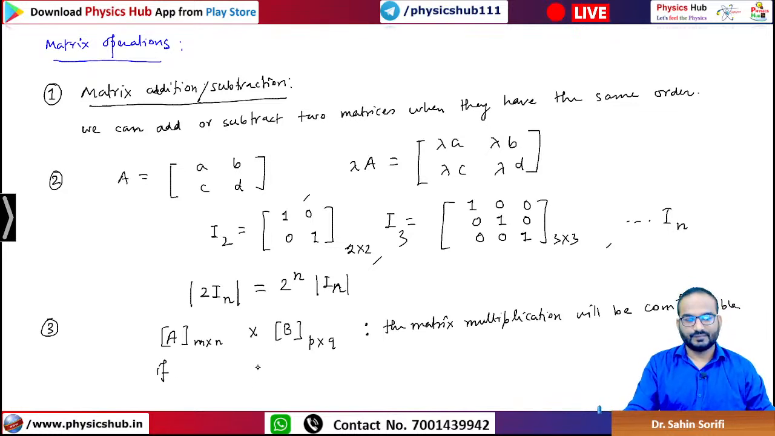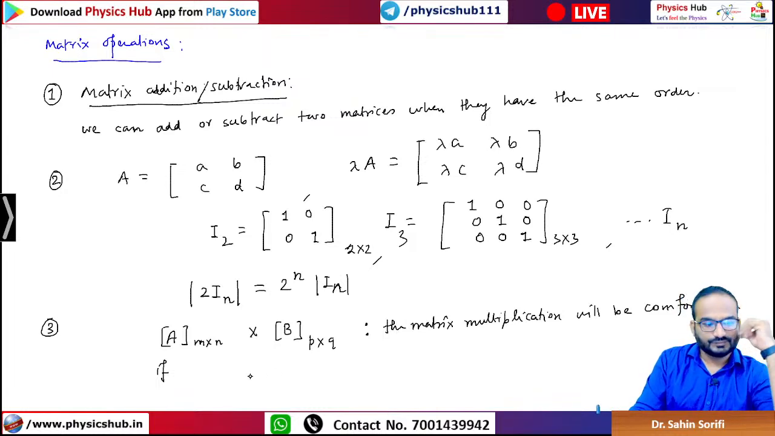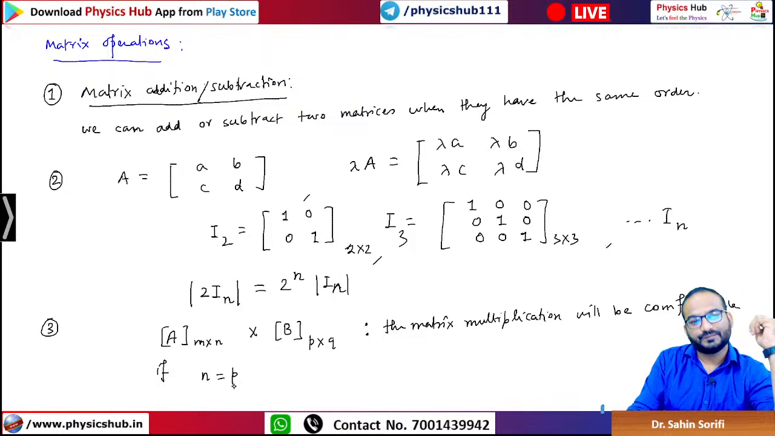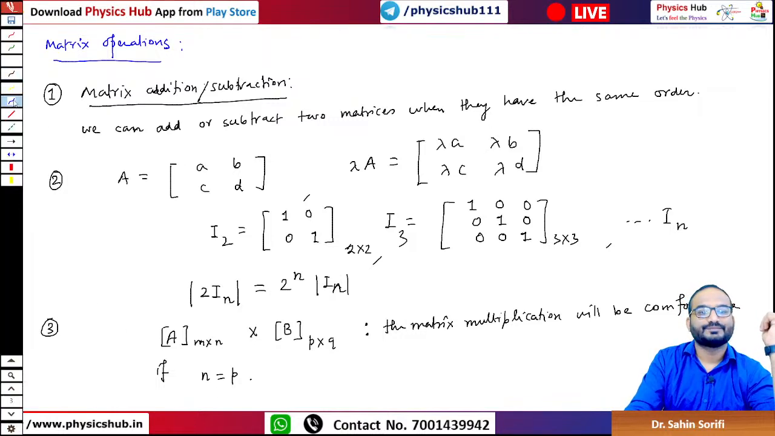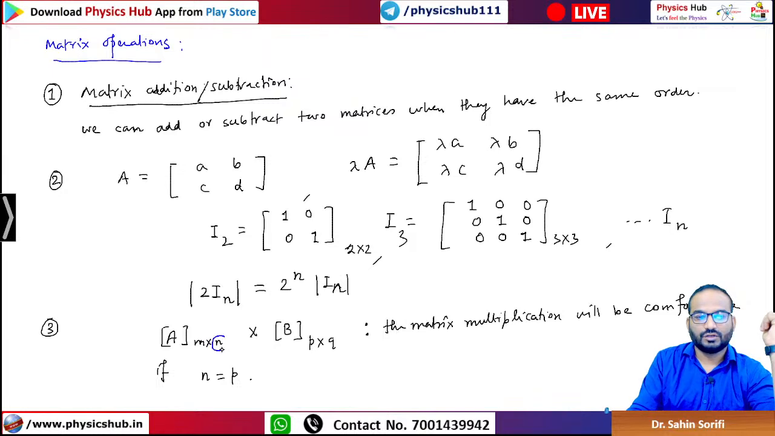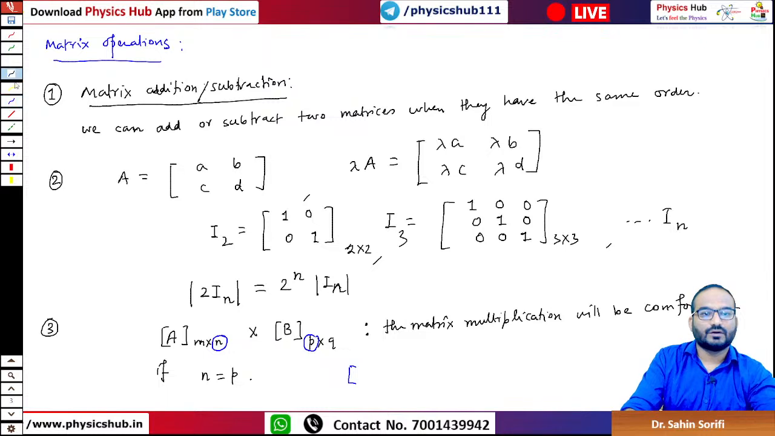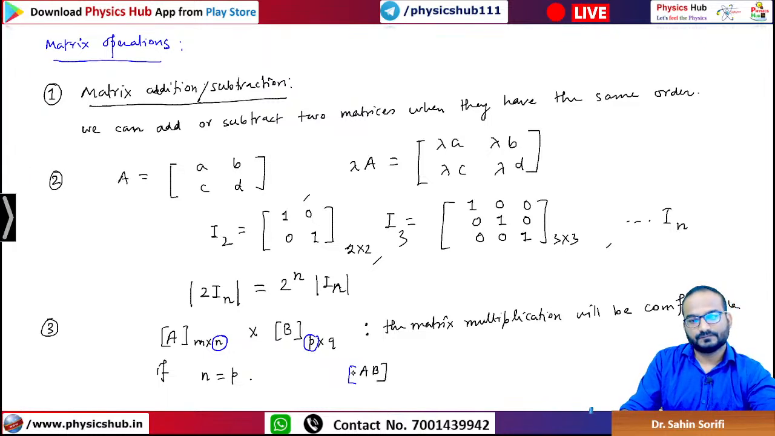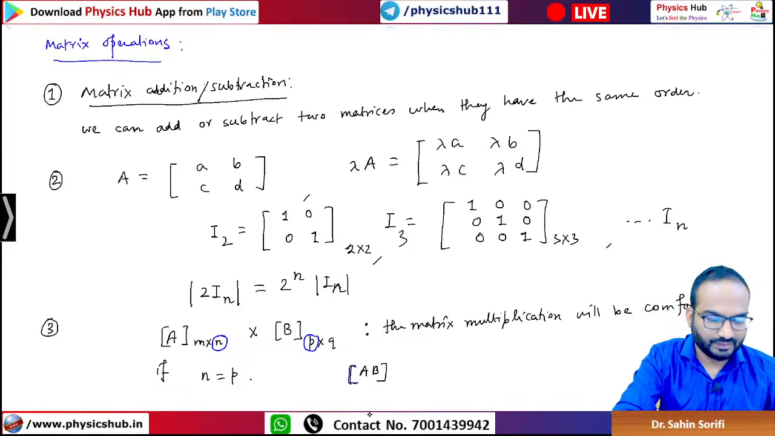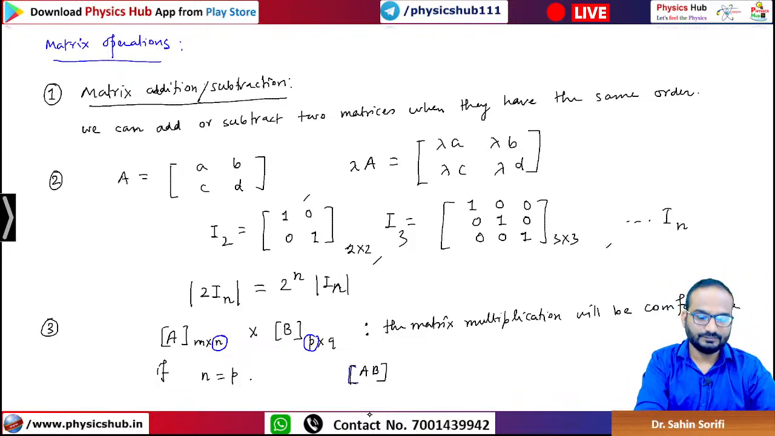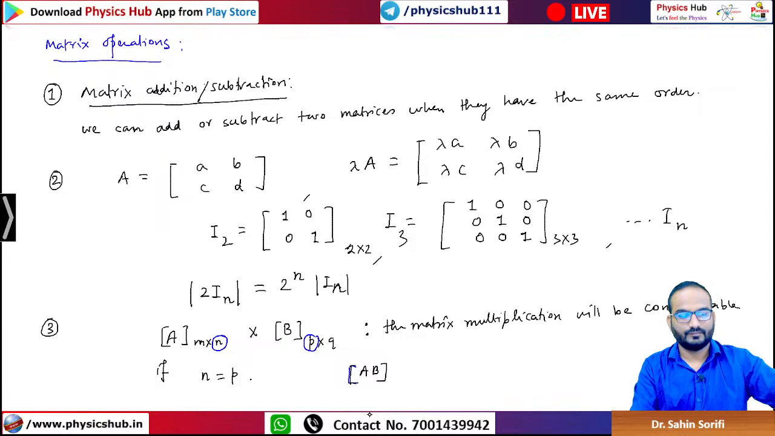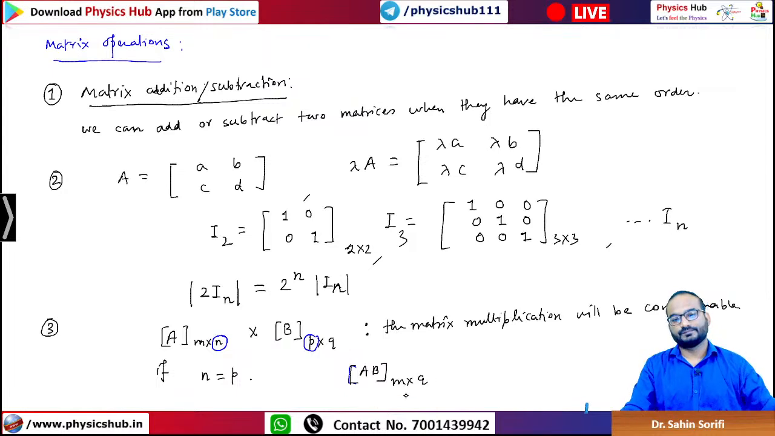If n is equals to p. This is a very important thing. So column number should be the row number, then we can find the product. Now what will be the order of AB then? What will be the order of AB? Can you tell me? Order of AB will be m by q, isn't it?